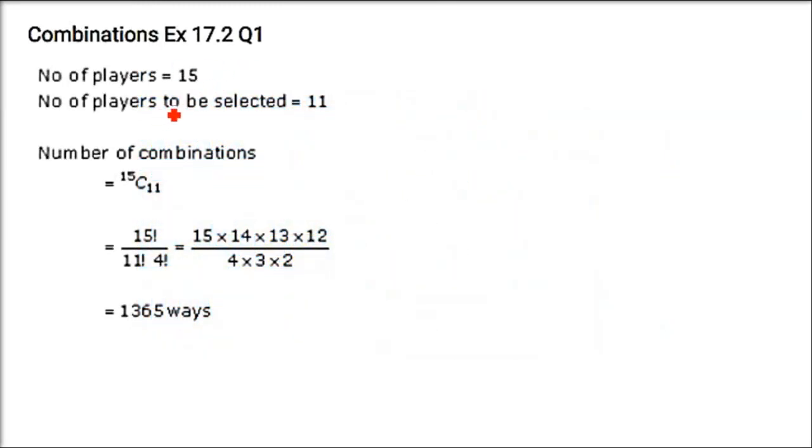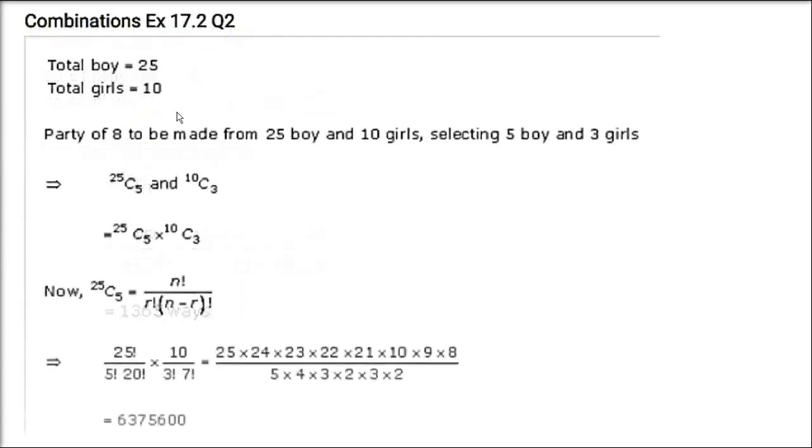The first question: from a group of 15 cricket players, a team of 11 players is to be chosen. In how many ways can this be done? So 15 players, 11 to be selected. Straightforward, we have to take the combination 15C11. So it is 15 factorial by 11 factorial times factorial of 15 minus 11, that is factorial 4. The answer is 1365.